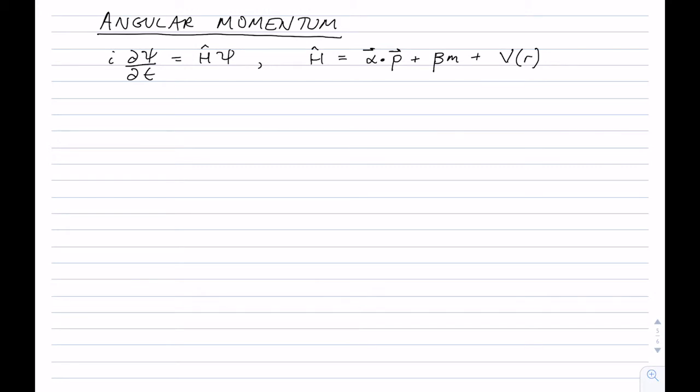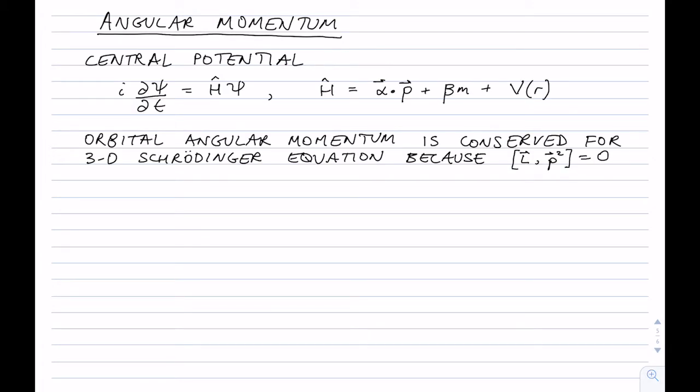So the potential is just a function of r, not a function of the direction of r. For the 3D Schrödinger equation, the orbital angular momentum is a conserved quantity, and that's because the operator L commutes with p squared, which is the kinetic energy term, right? It also commutes with the central potential term V of r.